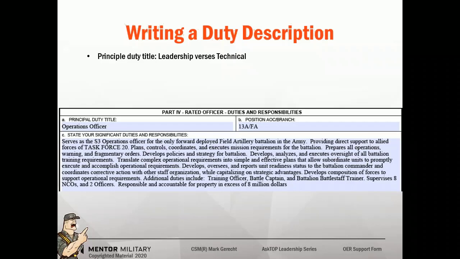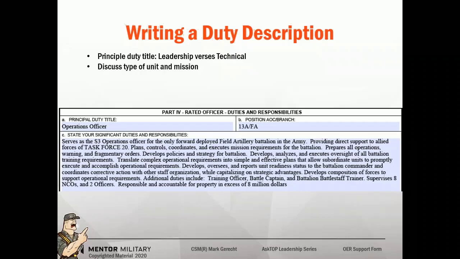If you notice, we say operations officer here, and then the first sentence talks about what your job is. Serves as the S3 officer for the only forward deployed field artillery battalion in the Army. Now we're going to discuss the type of unit and mission. Providing direct support to Allied forces of Task Force 20. Plans, controls, coordinates, and executes mission requirements for the battalion.